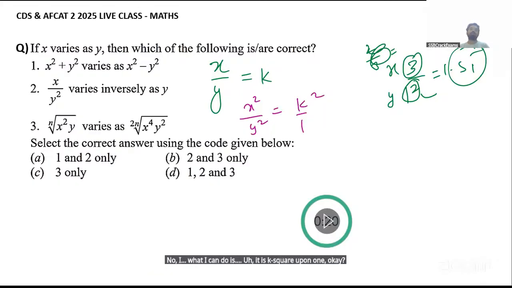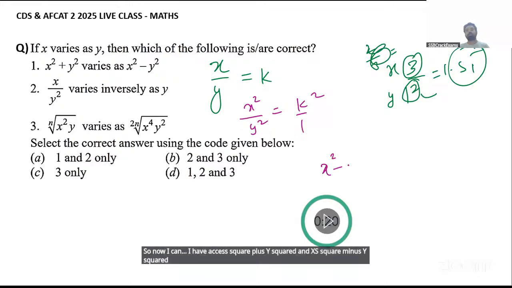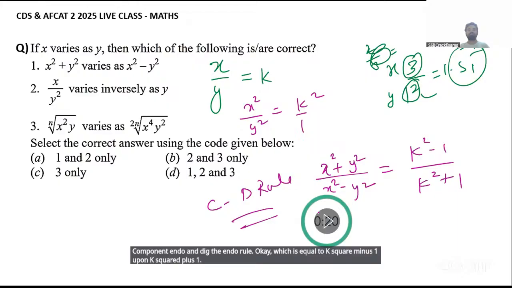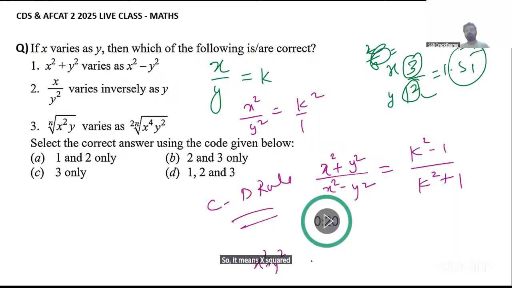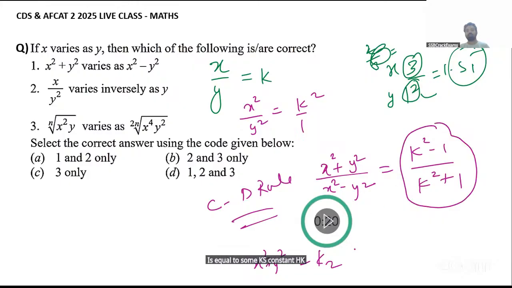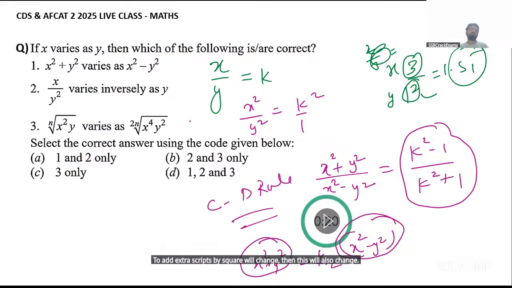Okay. So now I have x square plus y square and x square minus y square. So I can bring out x square plus y square and x square minus y square by using componendo and dividendo rule, which is equal to k square minus 1 upon k square plus 1. So it means x square plus y square upon x square minus y square is equal to another constant, because k was constant, say constant is k2 now. So as x square plus y square will change, then this will also change. So first statement is true.